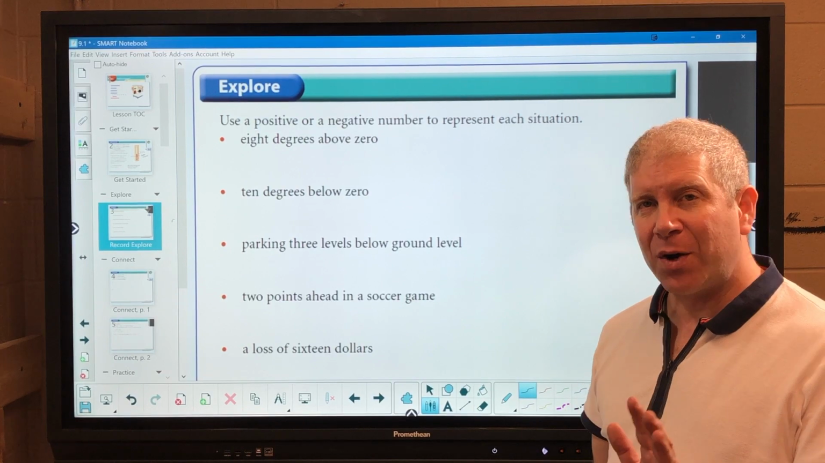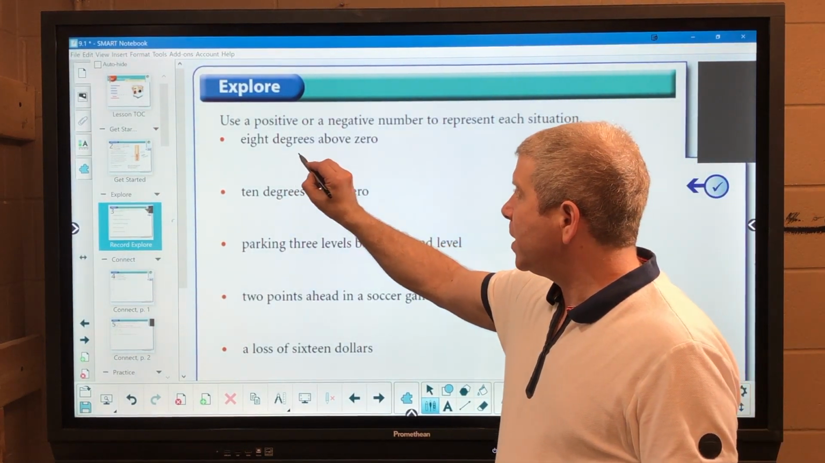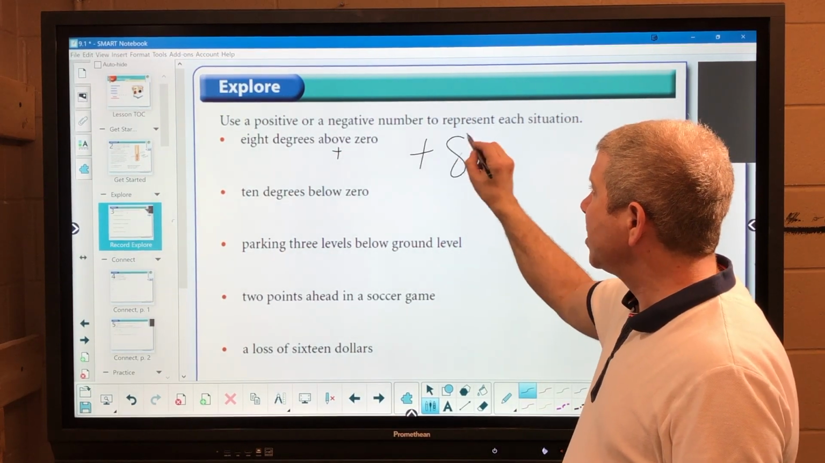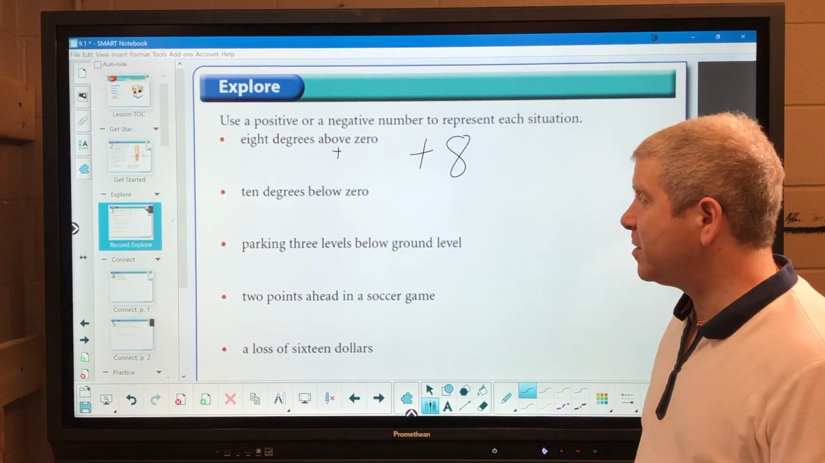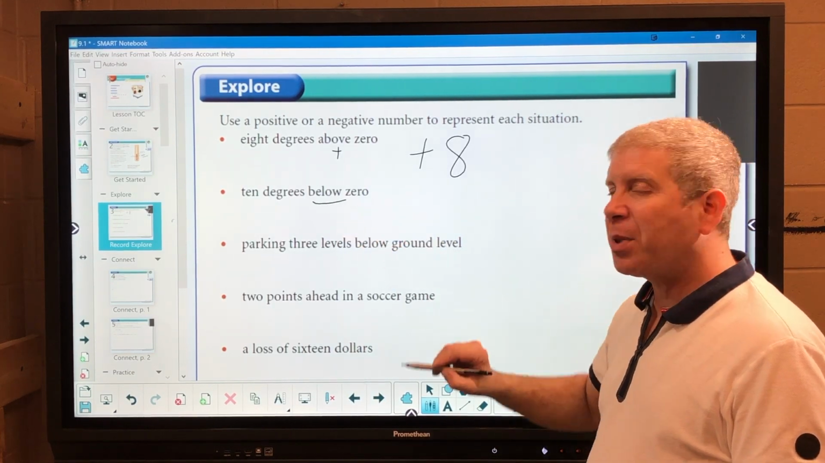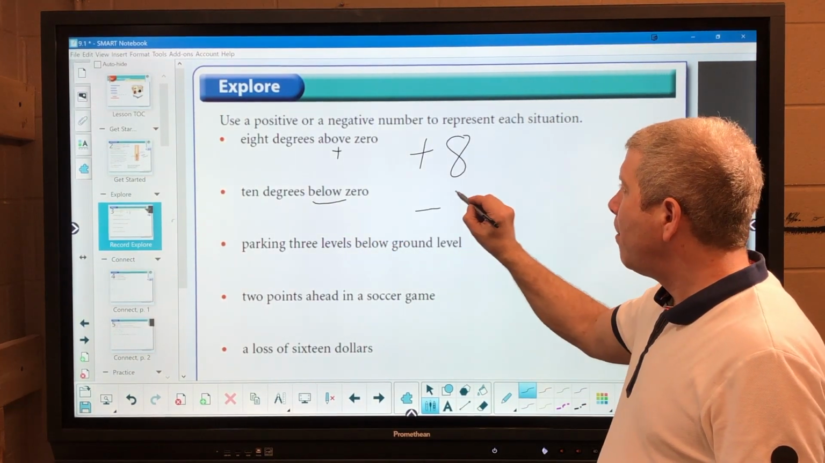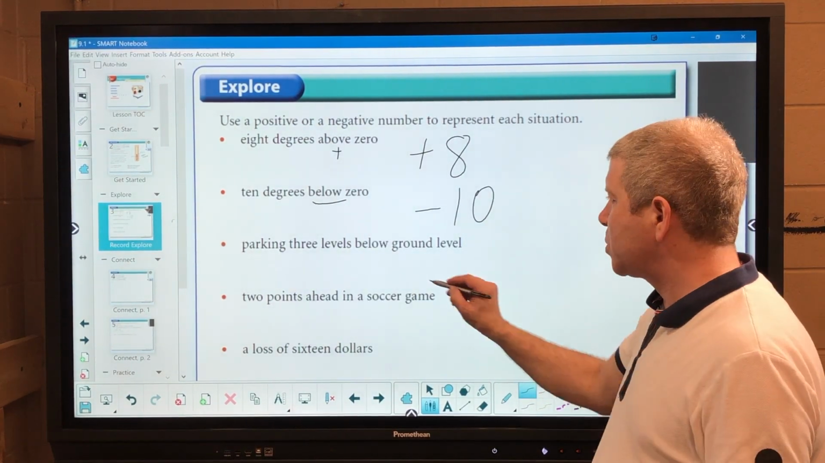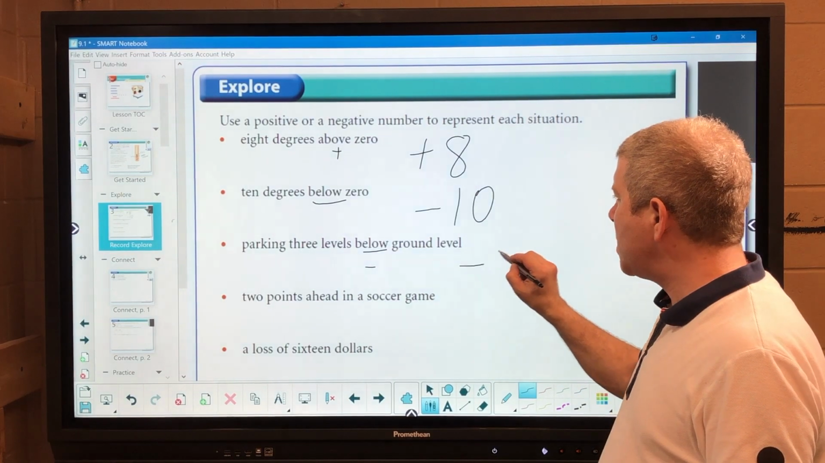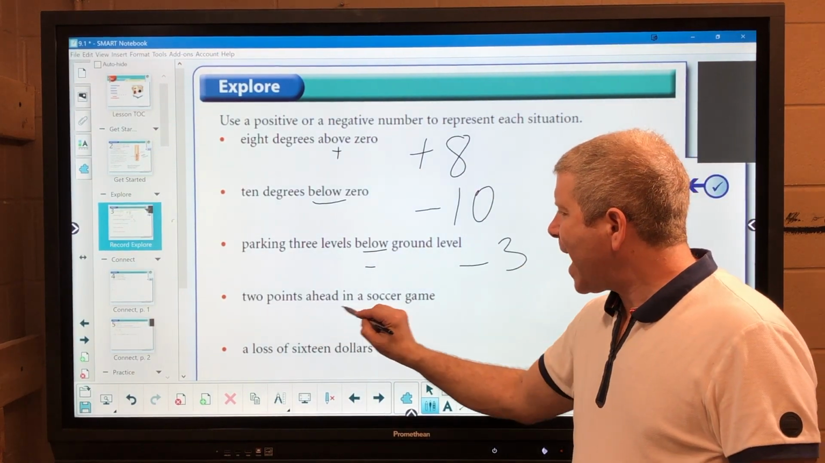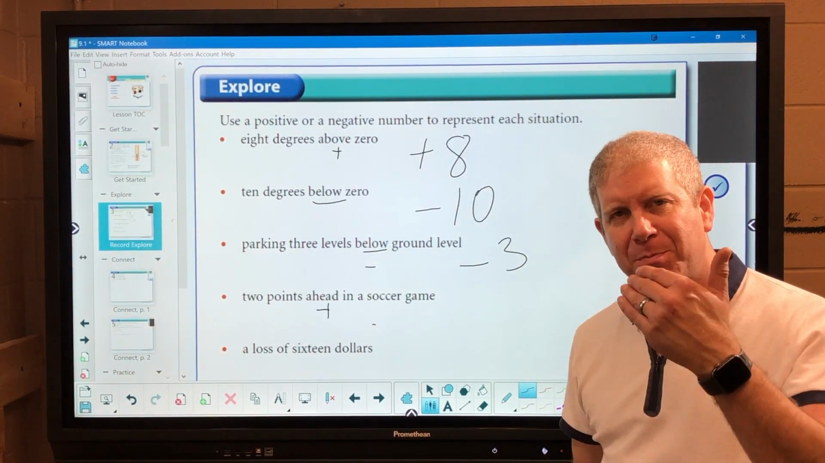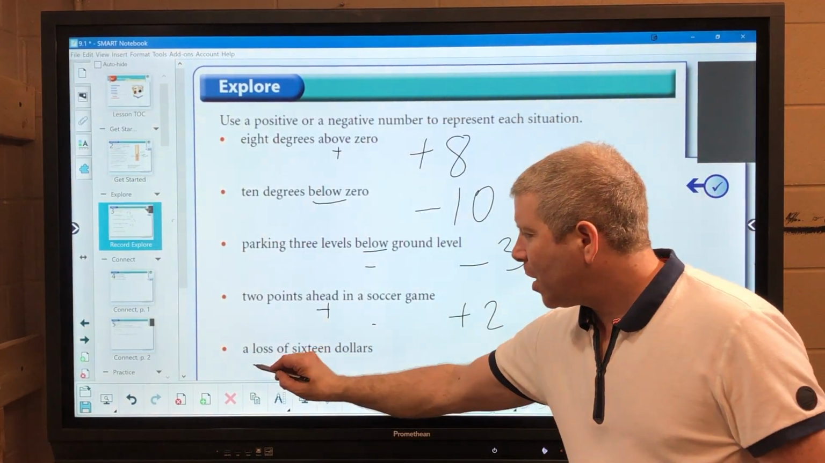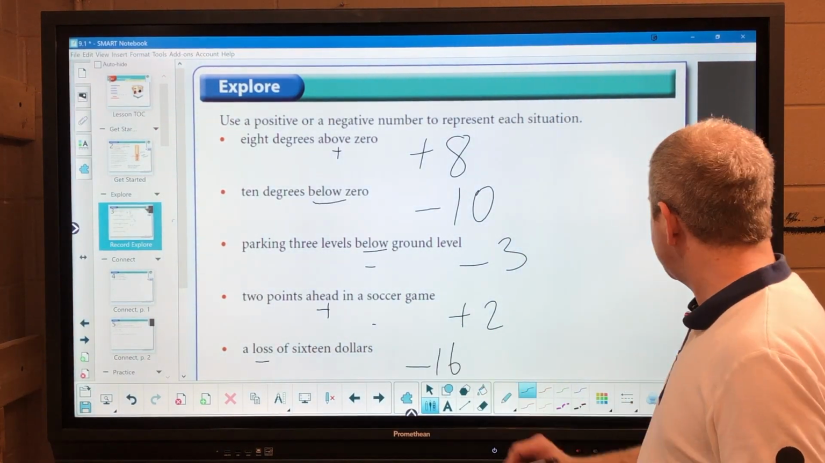All right, now let's take a look and see if you got this right. Well, 8 degrees above 0, above means it's going to be positive. So we'll do plus 8 as the positive number to represent that. 10 degrees below 0, so now we're negative, minus 10. Parking 3 levels below ground level, so below meaning negative, so negative 3. 2 points ahead in a soccer game, ahead represents plus, so we'll say plus 2. And a loss of $16, a loss means negative, so it's minus 16.